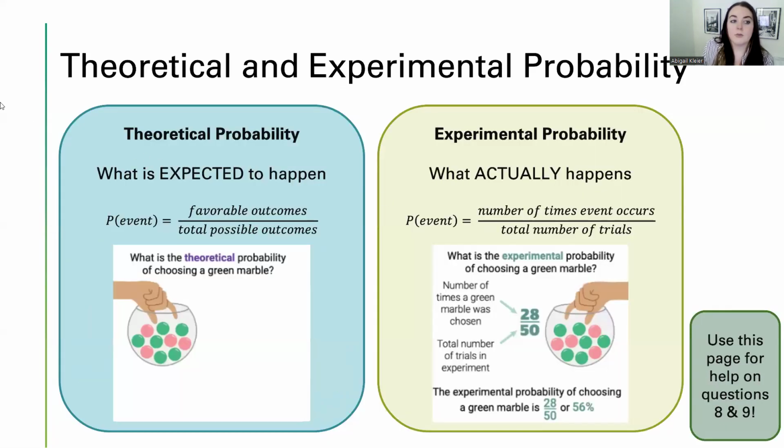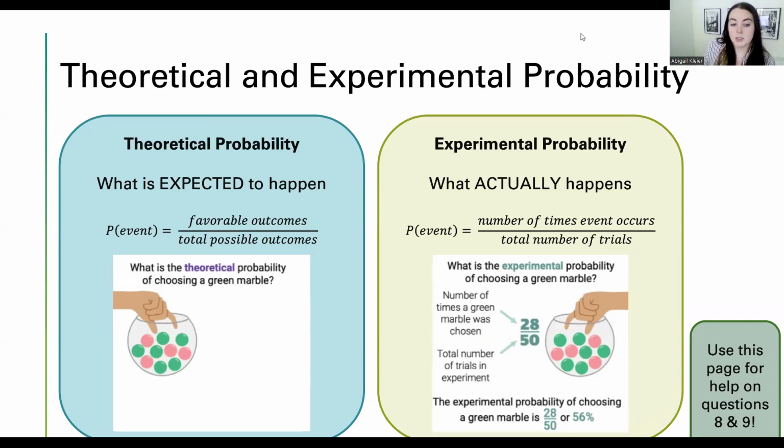And finally, we have probability. Probability was the last lesson that we covered in this unit, and there were two types of probabilities that we discussed. The first one is theoretical probability, also known as simple probability. And when we talk about theoretical probability, it is what we expect to happen. So theoretical probability, no experiment has been conducted. It's just mathematically what should happen based on the situation.